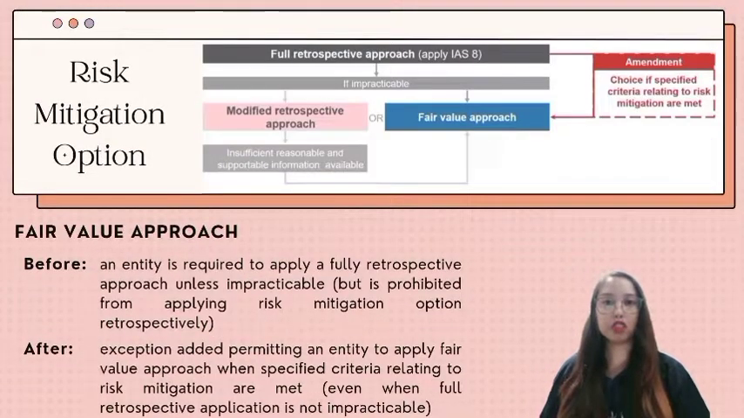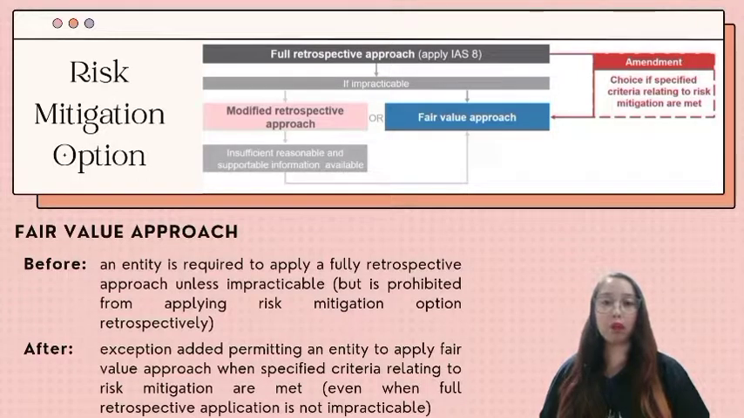Next naman po sa transitional modification and relief still under risk mitigation option is the fair value approach. So before, an entity is required to apply a fully retrospective approach unless impracticable, but is prohibited from applying risk mitigation option retrospectively. After, exception added permitting an entity to apply fair value approach when specified criteria relating to risk mitigation are met, even when full retrospective application is not impracticable.